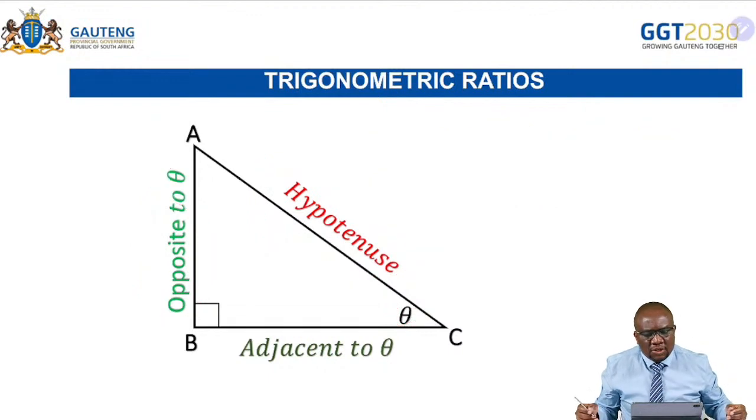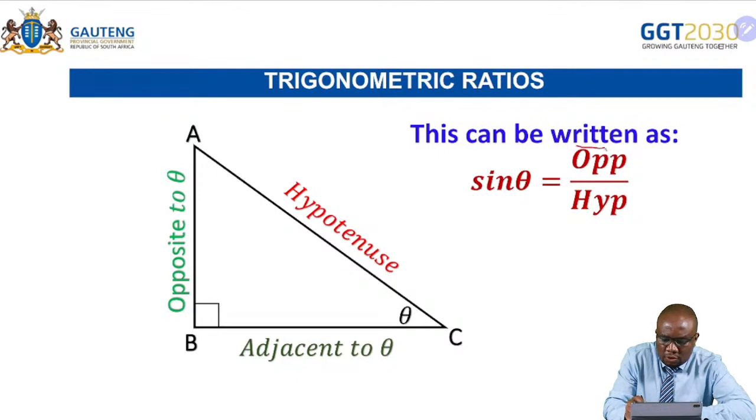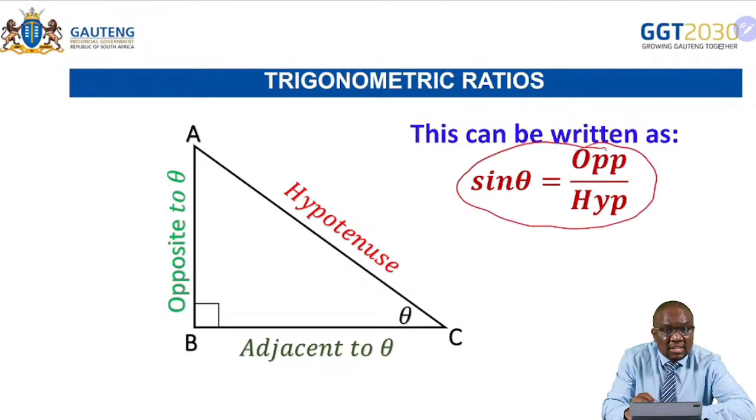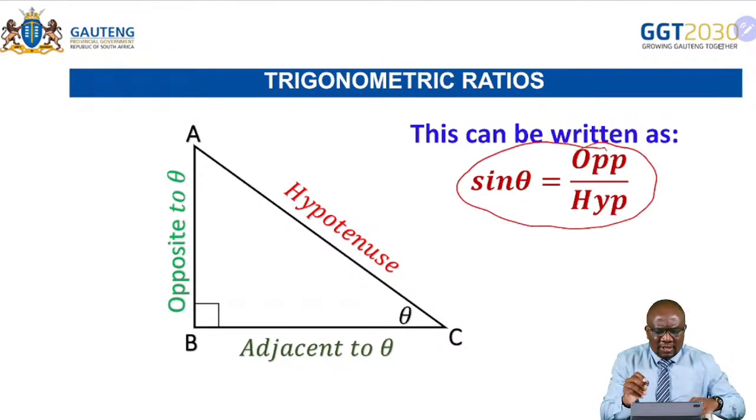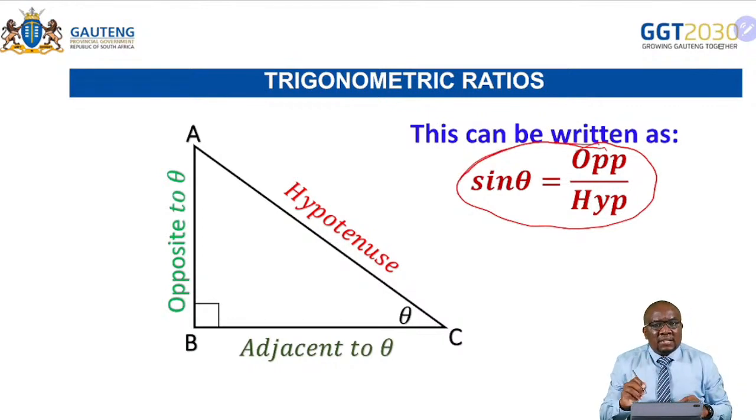How do we write it? We say sine theta equals opposite over hypotenuse. Next to ratio number 1, can you write this thing that I've circled here? Next to ratio number 1, say sine theta is equal to opposite over hypotenuse. Just op over hypo is fine. So this is how we write it in mathematics.